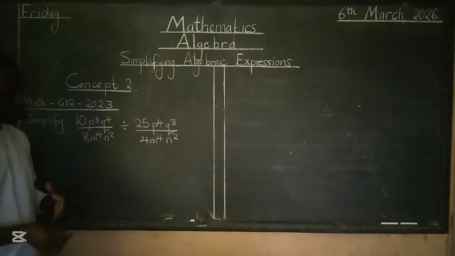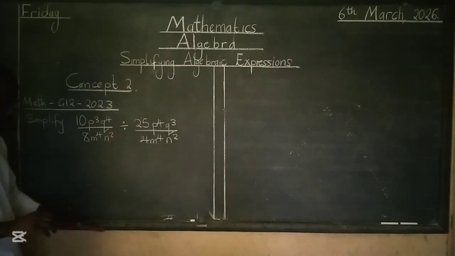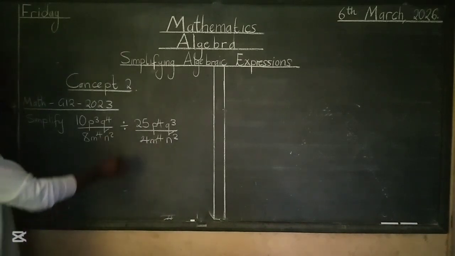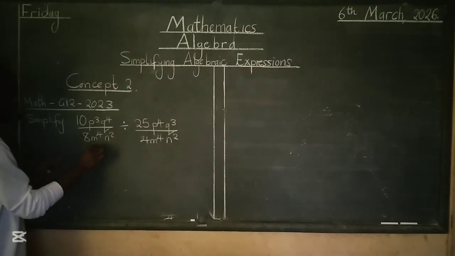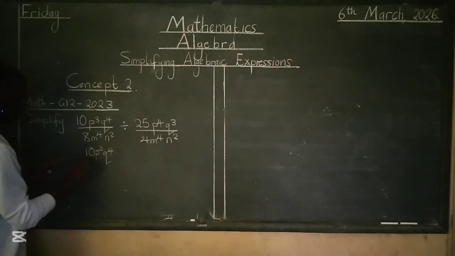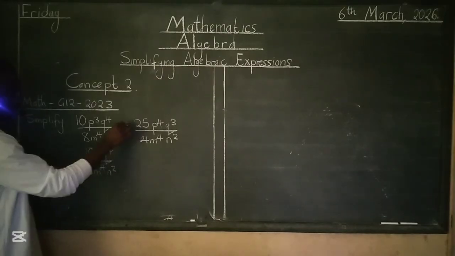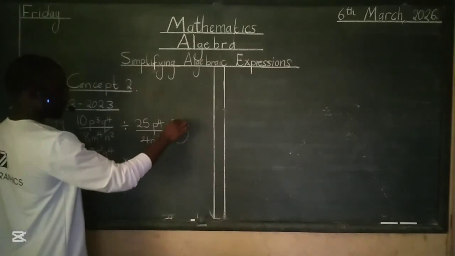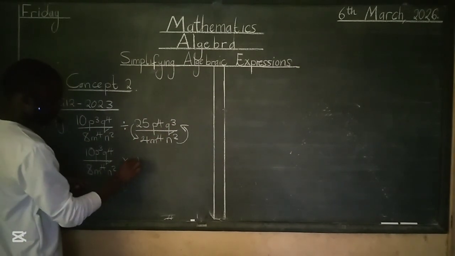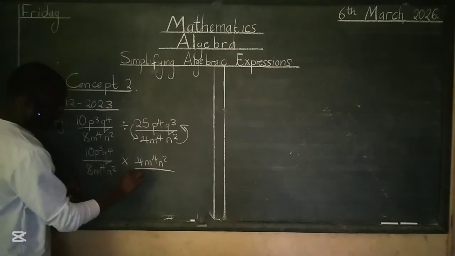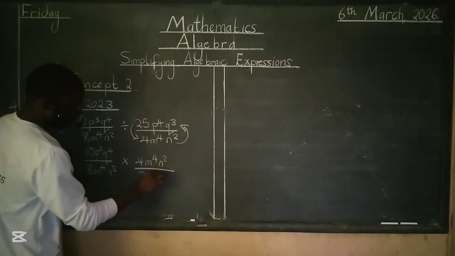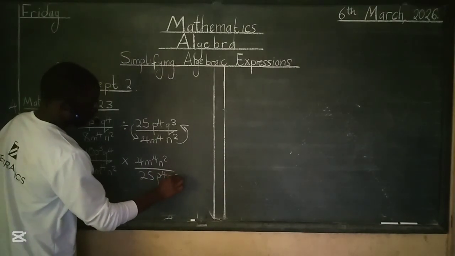Example 4. At this point, I expect you to pause the video, solve this by yourself, play, then compare with my answer. So as usual, we're getting rid of this by writing this as it is, 10 e to the power 3 q to the power 4 over 8 m to the power 4 n squared. This becomes multiplication sign, top, bottom, so this will be 4m to the power 4 n squared over 25 e to the power 4 q to the power 3.